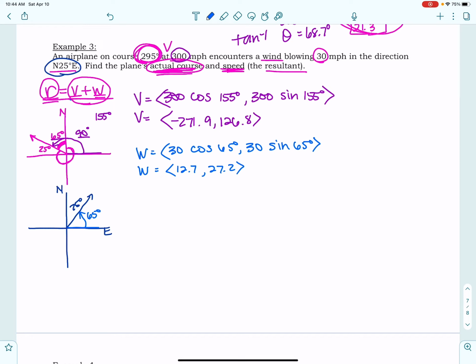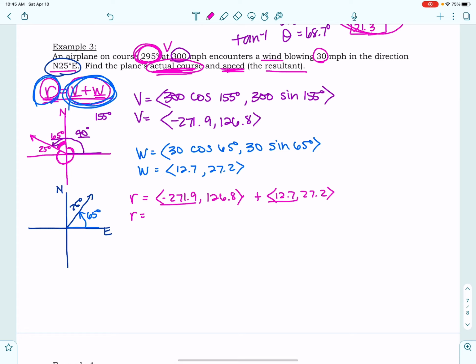Now what I need to do is perform this right here to get my resultant. So R equals V plus W, so that's negative 271.9, 126.8, plus 12.7, 27.2. Again, I'm going to add the horizontal components together. Negative 271.9 plus 12.7 results in negative 259.2. 126.5 plus 27.2 gives me 154. Now I'm going to use this to find the speed and the actual course of the airplane.